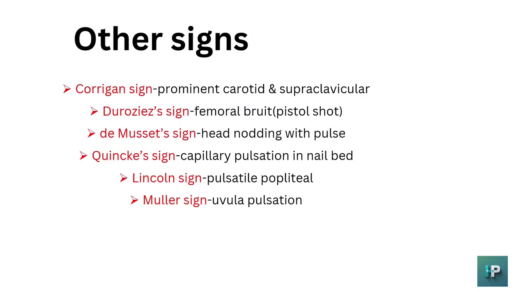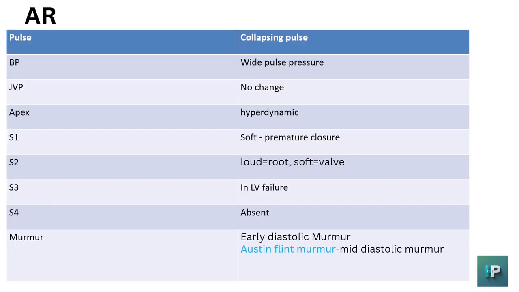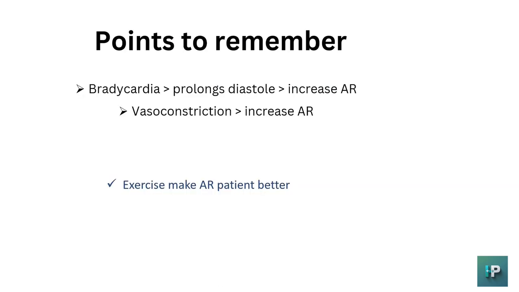These are the other peripheral signs seen in aortic regurgitation. You have to memorize all these for various exams. And then this table comprises all the signs in case of aortic regurgitation. And then these are the important points to remember.